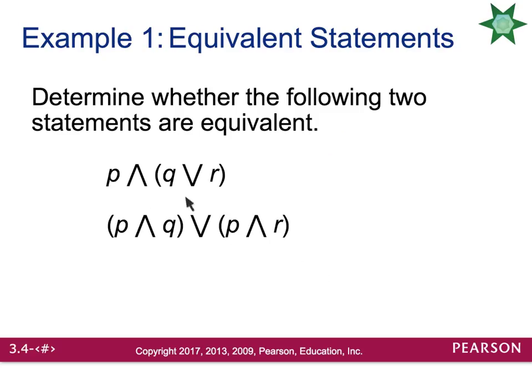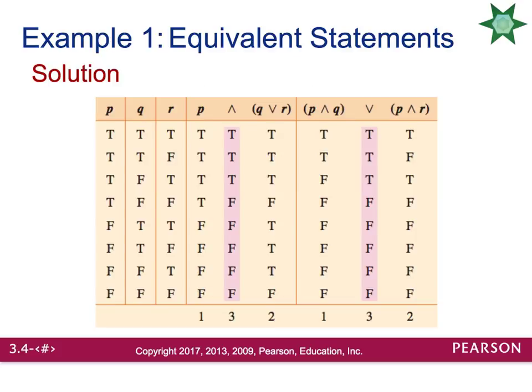Okay, so let's look at our first example. We're going to see whether these two statements are equivalent. We have P and (Q or R) in parentheses, and then we have (P and Q) or (P and R). So we're going to have to get a truth table for both of these and see if they're the same for each possible combination. Okay, so here is our truth table.